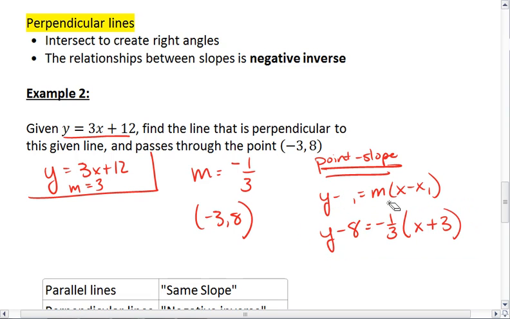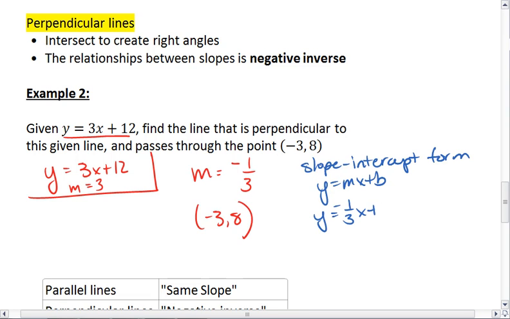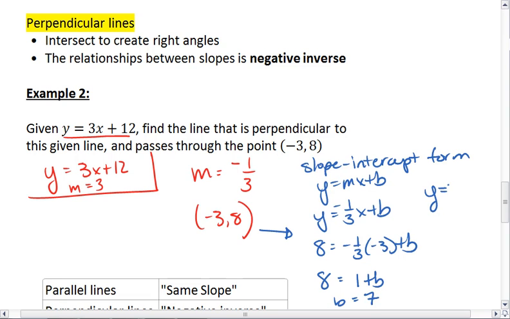We can also look at slope-intercept form. With slope-intercept form, we have y equals mx plus b, where m is -1/3. To find b, we plug in our ordered pair. 8 equals -1/3 times -3 plus b. 8 equals 1 plus b. b equals 7. So our final equation in slope-intercept form is y equals -1/3 x plus 7.